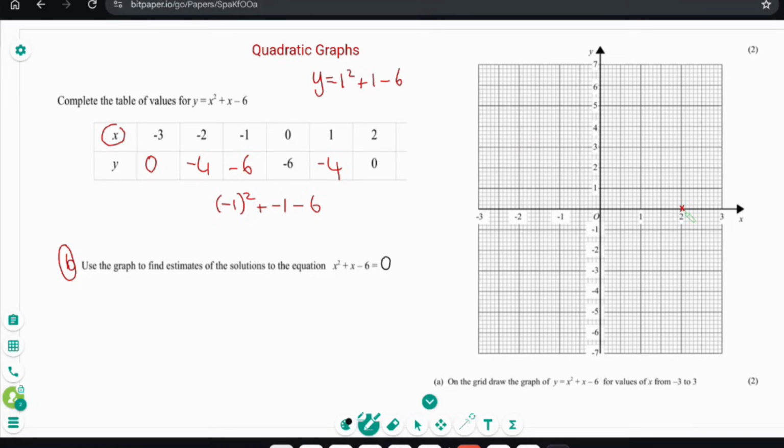Now let's plot our graph here. So 2, 0, 1, minus 4, 0, minus 6, minus 1, minus 6, minus 2, minus 4, minus 3, 0. I'm going to join these points to make a curve. Now, you know if you've gone wrong with generating your points because you don't get a nice curve. It's got to not have a flat bottom. It's got to be curved all the way around.